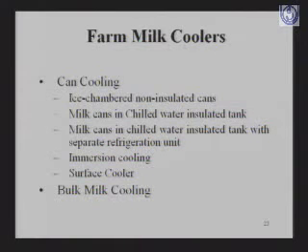First, at the farm level, what we call the farm milk coolers. There are two types. First is the can cooling and then the bulk milk cooling. Can cooling is ice chamber with non-insulated cans, then milk cans in chilled water, milk cans in chilled water with separate refrigeration unit, then immersion cooling, surface cooler, and last the bulk milk cooler. I will explain all of these one by one.